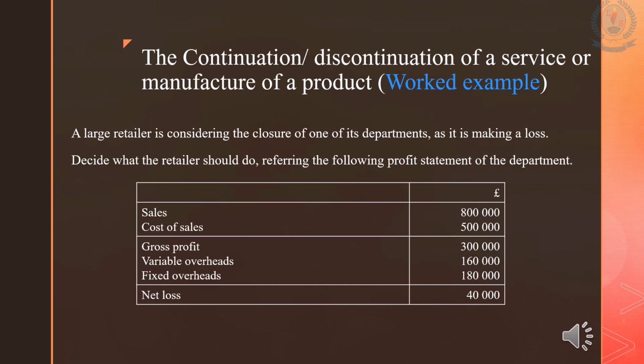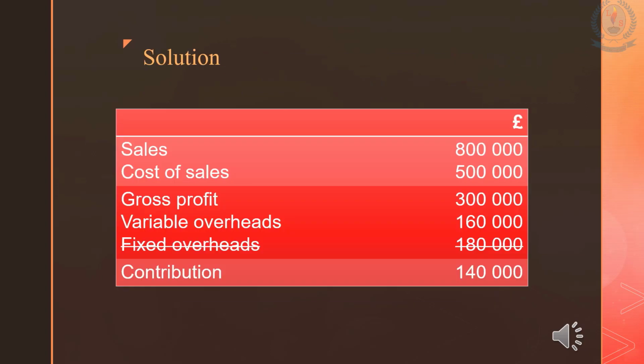Okay, for better understanding, we will see how to make this decision for the example provided. A large retailer is considering the closure of one of its departments as it is making a loss. The profit statement of the department in question reads as follows. Can you see there is a net loss? What should the retailer do? Use marginal costing to calculate the contribution.